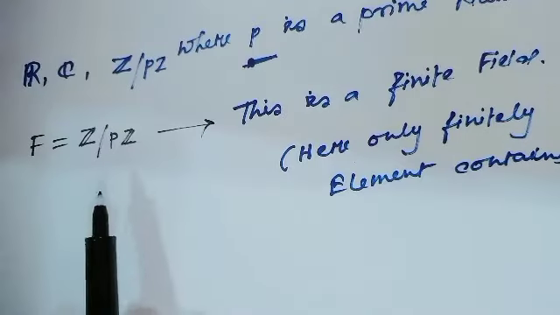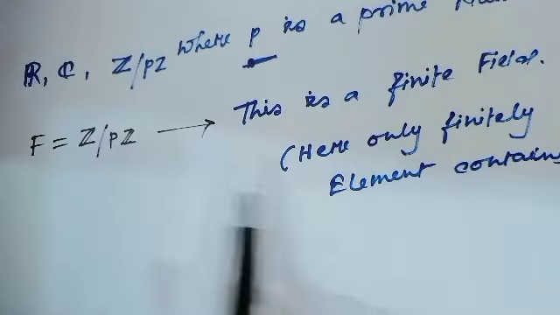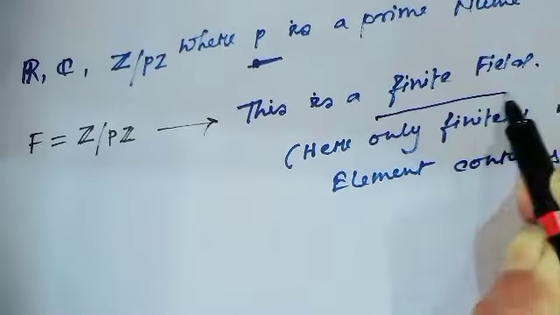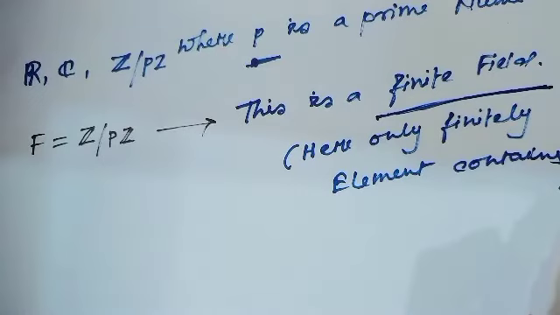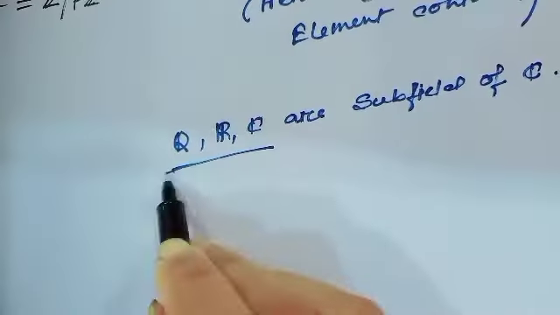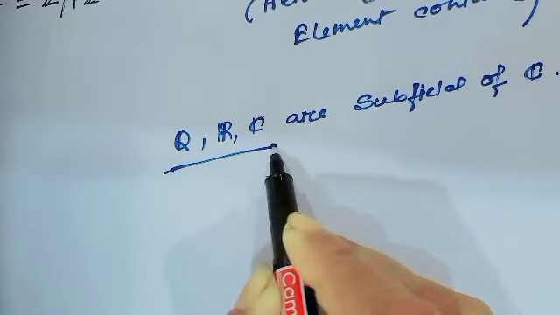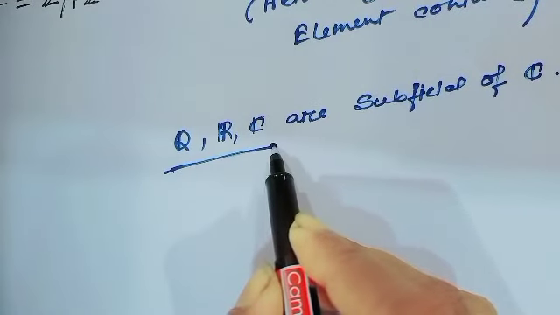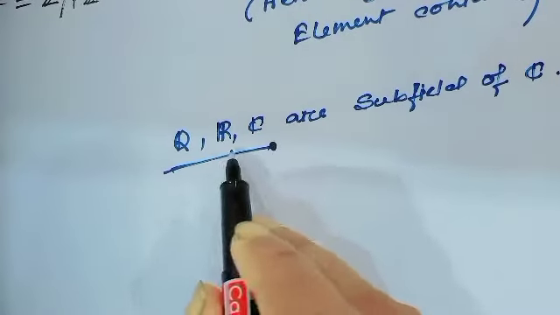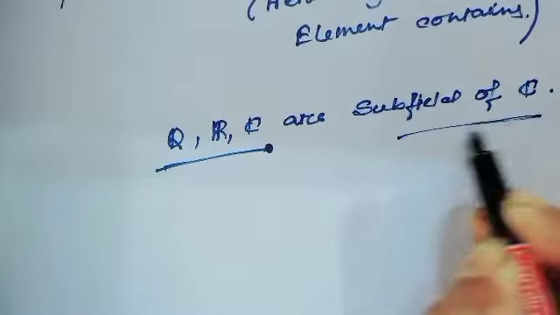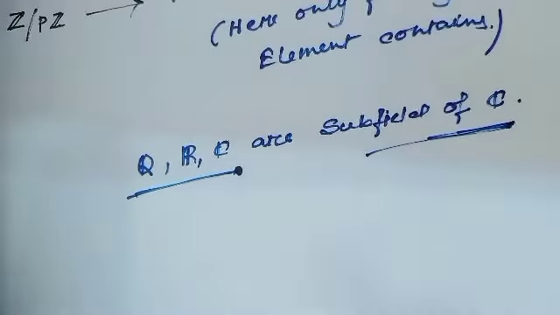Because when this is a composite number, then not every element has a multiplicative inverse. And if we consider F equal to Z mod pZ, this is actually a finite field. Here only finitely many elements are contained. Q, R, C are not finite fields. These contain infinitely many elements. So these are infinite fields. And Q, R are subfields of the set of complex numbers.